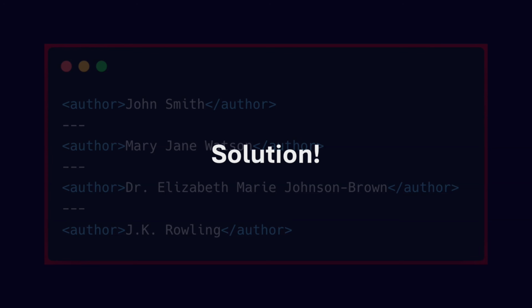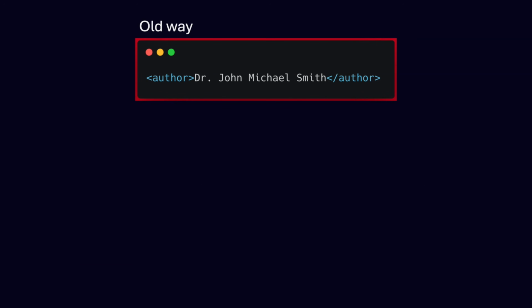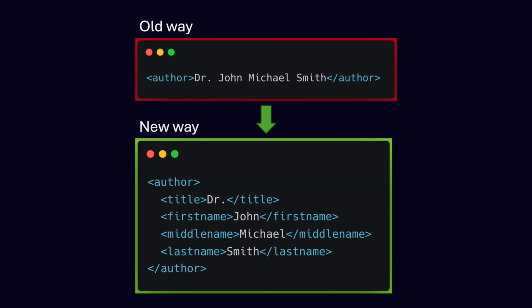Here's my solution. Instead of one generic author tag, I want to be more explicit. I want to capture different subparts of that information separately. The old way was that I had an author tag, and the writer would put every piece of information related to the author inside that tag. In the new way, I have the same author tag, but I want explicit subparts inside of it. Title, first name, middle name, last name. These are the subparts explicitly defined for the author tag.